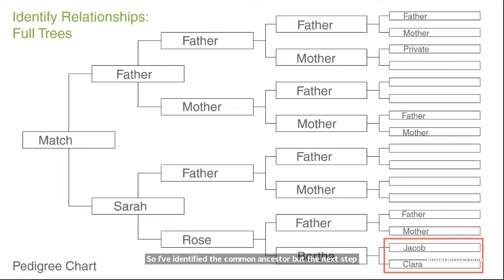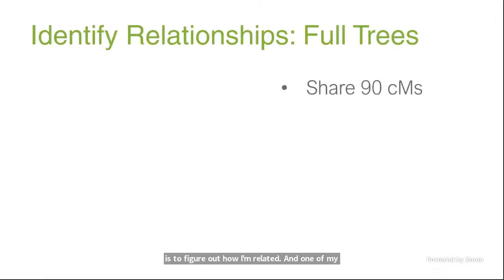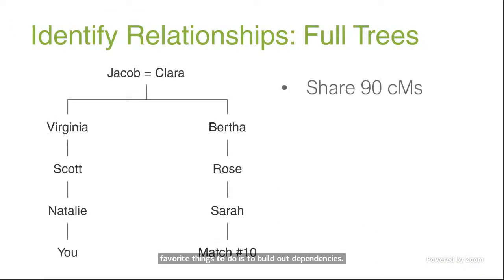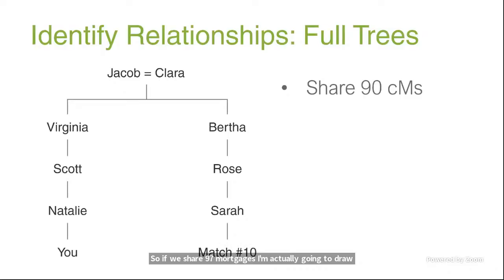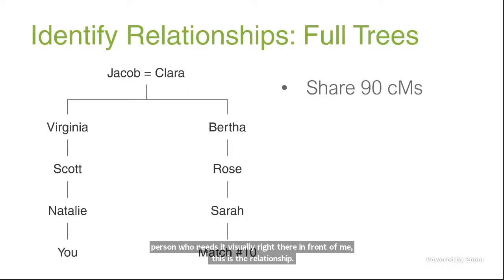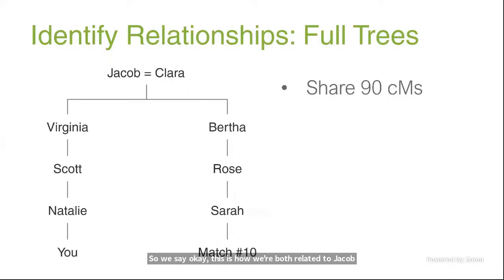And one of my favorite things to do is to build out descendancies. So if we share 90 centimorgans, I'm actually going to draw it out in a little bit of a descendancy chart so that I can see what the relationship is. I'm sure there are people out there that can kind of figure this out in their head, but I'm the kind of person who needs it visually right there in front of me. This is the relationship. So we say, okay, this is how we're both related to Jacob and Clara. We're full cousins, so that means, it looks like, we are 3rd cousins.